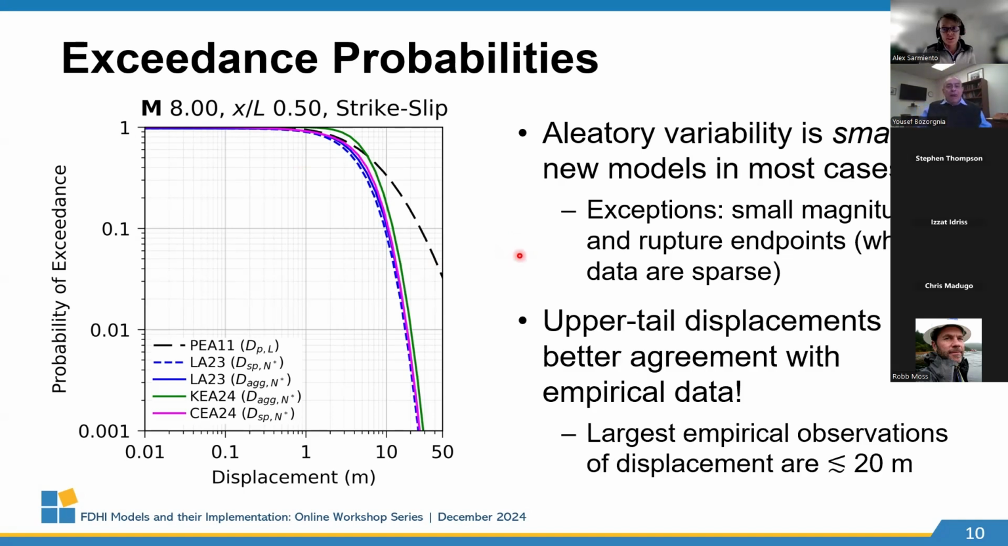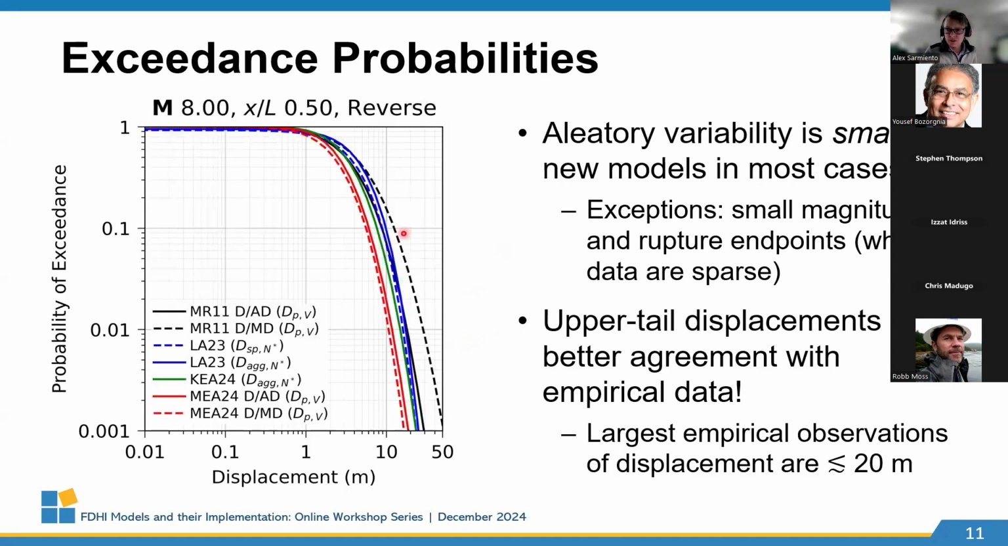And a key feature and improvement of the aleatory variability modeling is that we have upper tail displacements that are in much better agreement with the empirical data. So if we look at the 99th percentile here, we see for example, in this very large earthquake, the Peterson model is kind of off the charts here. We're predicting more than 50 meters at the 99th percentile. This is well beyond any of our empirical observations of maximum displacement. And the new models, actually, with the improved aleatory variability modeling, are much more in line with our empirical observations.